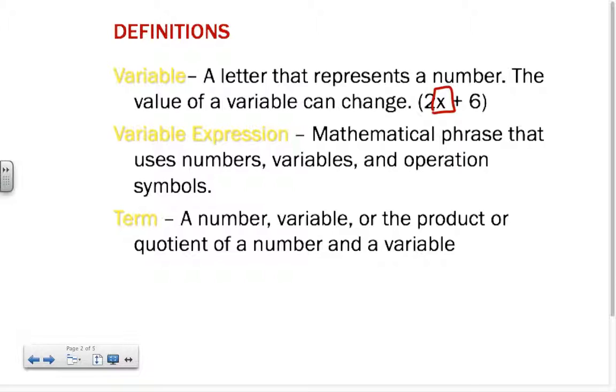Before we do, variable expression: it's a mathematical phrase that uses numbers, variables, and operations with symbols, so addition, subtraction, and so on and so forth. Something like 2x plus 6 is a great example of a variable expression. What makes up a variable expression is terms. This is the last definition: a term is a number, variable, or the product or quotient of a number and a variable. So a term is something that is separated by addition or subtraction. If you had something like 2x plus 6, you can say 2x is a term and 6 is a term. It's things that are separated by addition or subtraction.